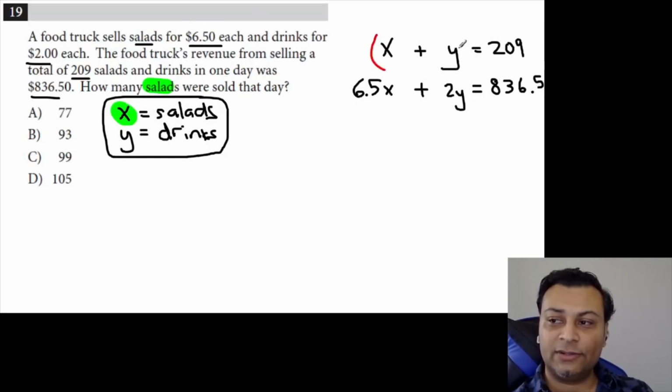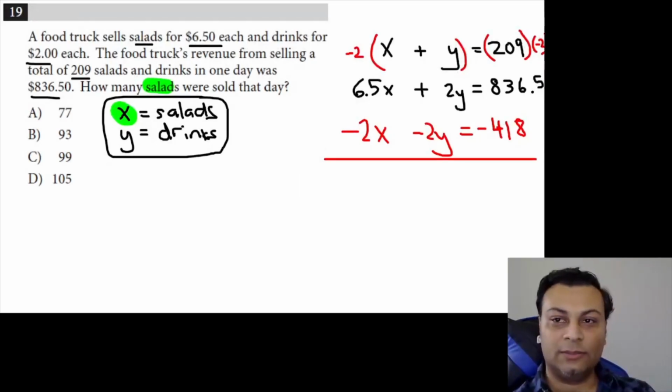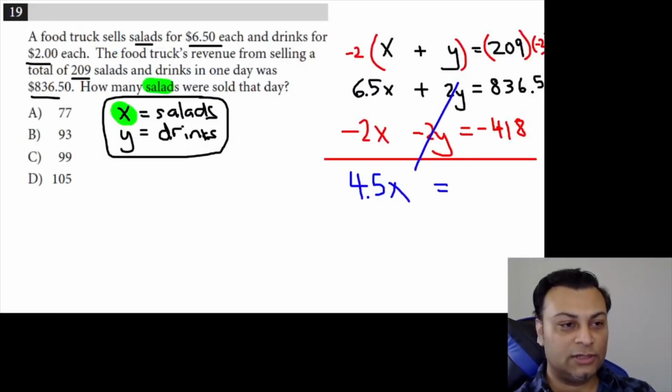Let's multiply everything here by -2 and multiply this number by -2. So now this becomes -2x and -2y equals, you can use a calculator, this comes out to -418. Okay, and now we can tally up the columns. 6.5 minus 2 is 4.5x. This is gone. And then this, you can use a calculator, always use a calculator.